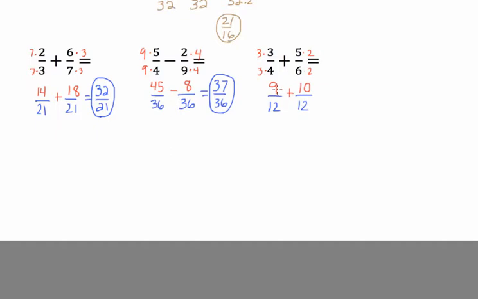Now we do tops only. 9 plus 10. Keep your denominator the same. 19/12.